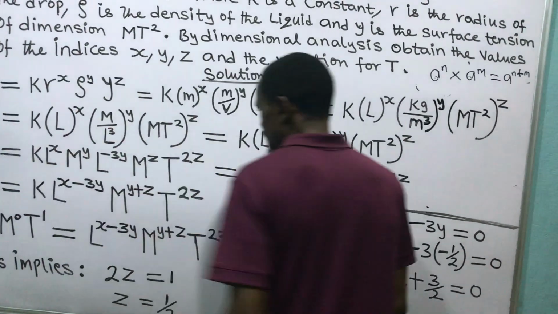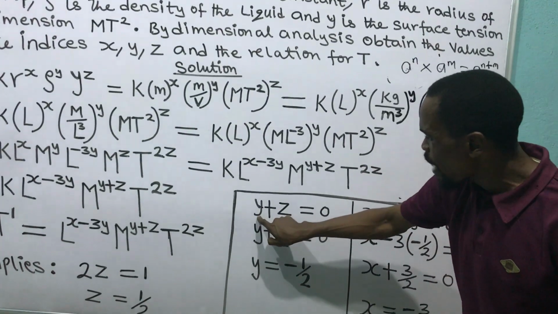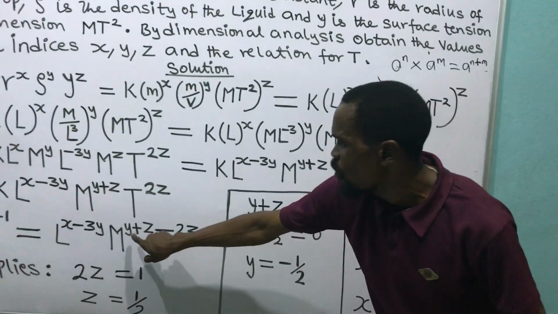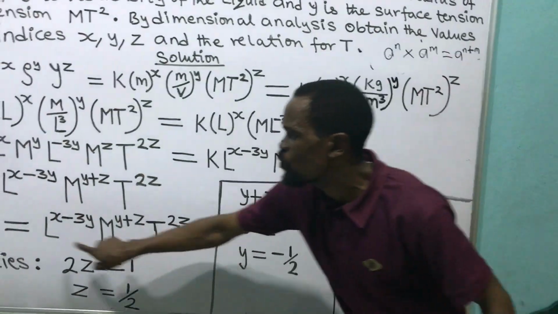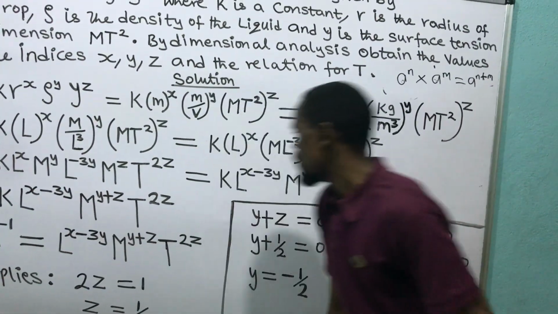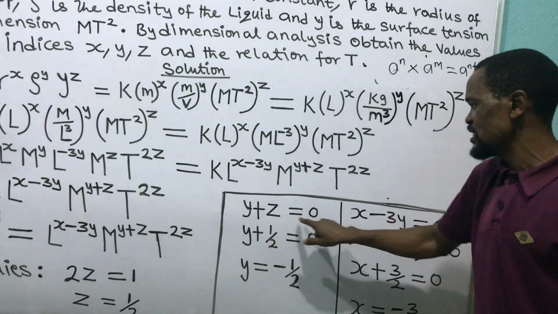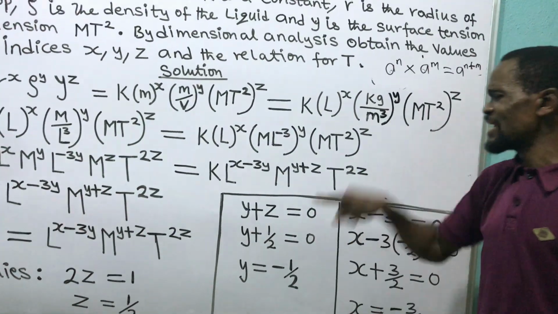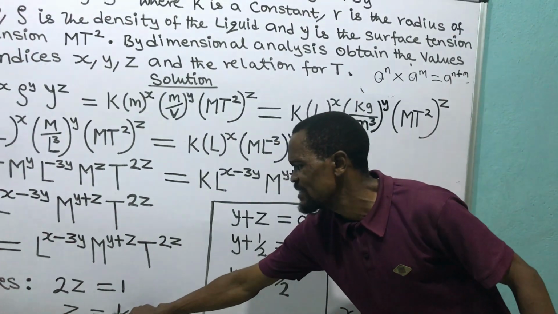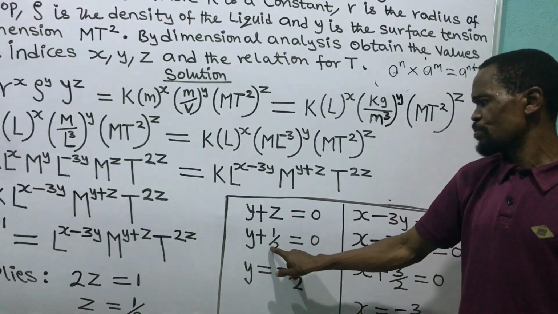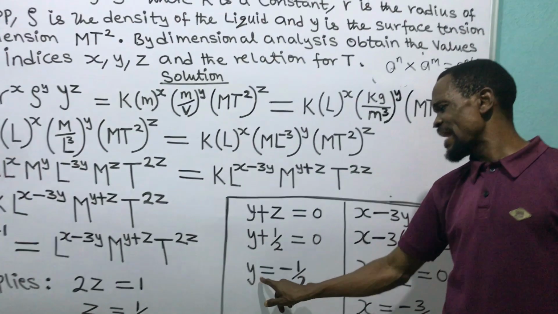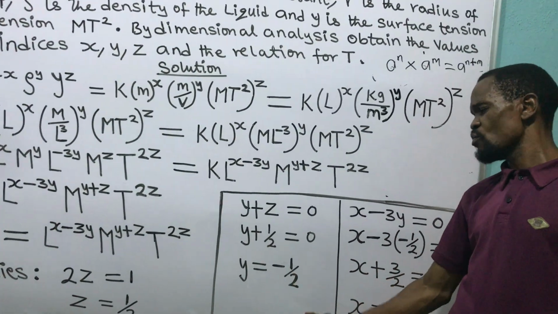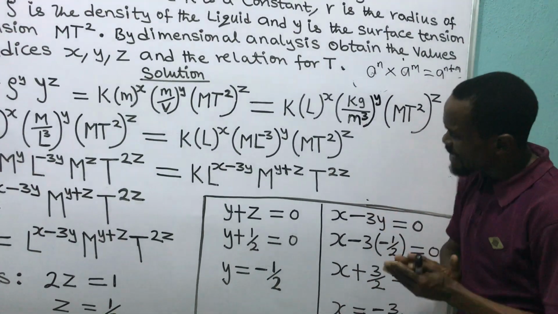And I come back here and I say that y plus z, are you watching here? Y plus z is equals to 0. Have you seen it now? Y plus z is equals to 0. But I have known my z. I know my z to be 1 over 2. And I put my z 1 over 2, making y subject of formula, and I see that y is equals to minus 1 over 2. I have gotten my z and y.